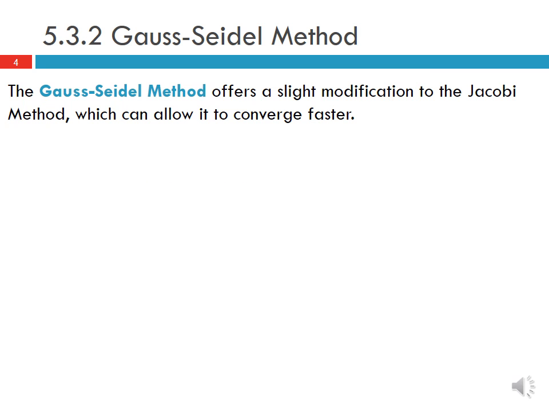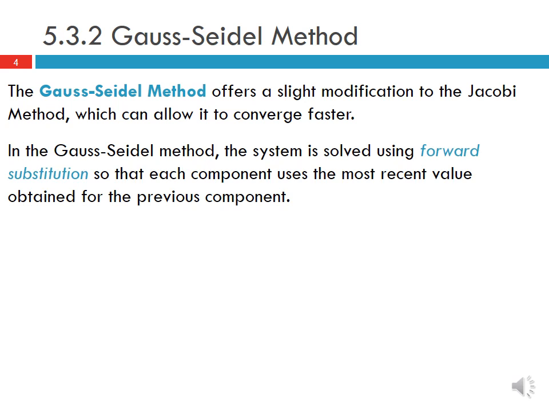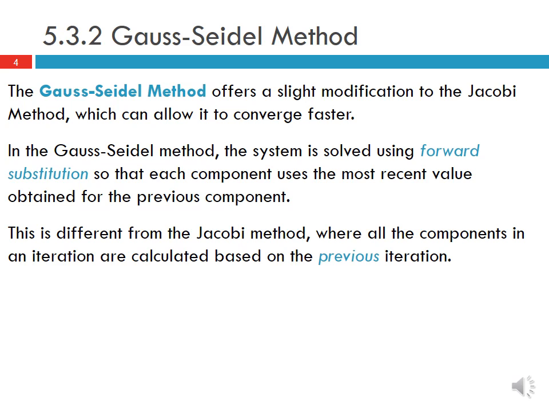So the Gauss-Seidel method offers a slight modification to the Jacobi method, which can allow it to converge faster. In the Gauss-Seidel method, the system is solved using forward substitution so that each component uses the most recent value obtained for the previous component. This is different from the Jacobi method, where all of the components in an iteration were calculated based on the previous iteration.